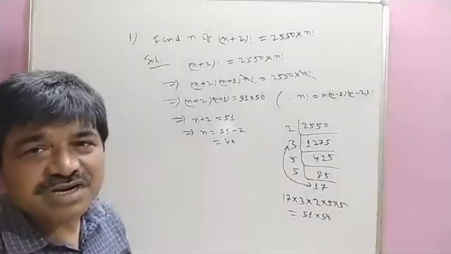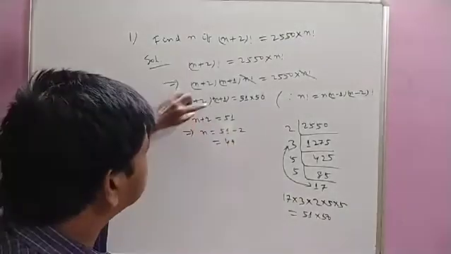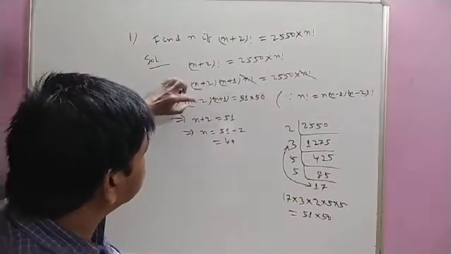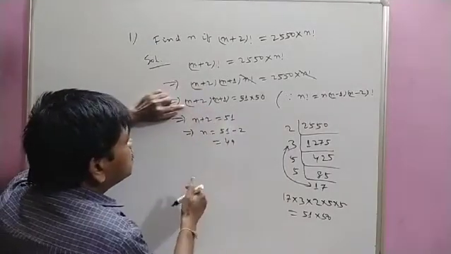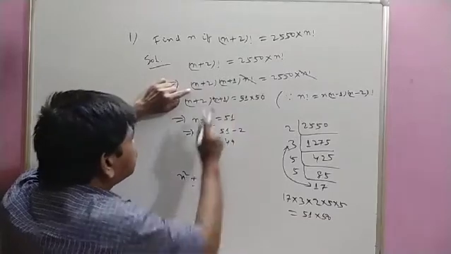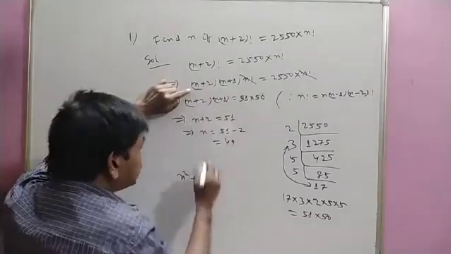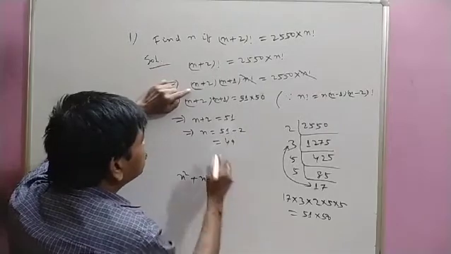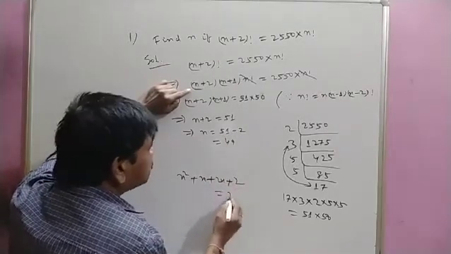This is one method, and here you can also do by another method. You can multiply this, then it will be a quadratic equation. If you multiply this, it becomes n square plus n plus 2, then 2n plus 2, is equal to 2550.